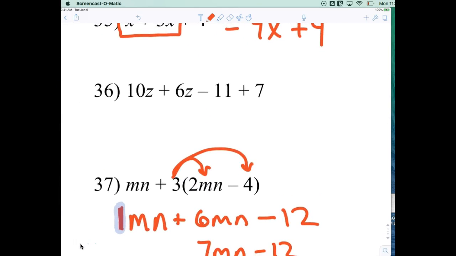All right, now combining like terms. Tell me. 16z minus 18. Minus what? 18. Look carefully. -11 plus 7. Yes. -4. 16z minus 4. Aiden, you good on that or not? All right.